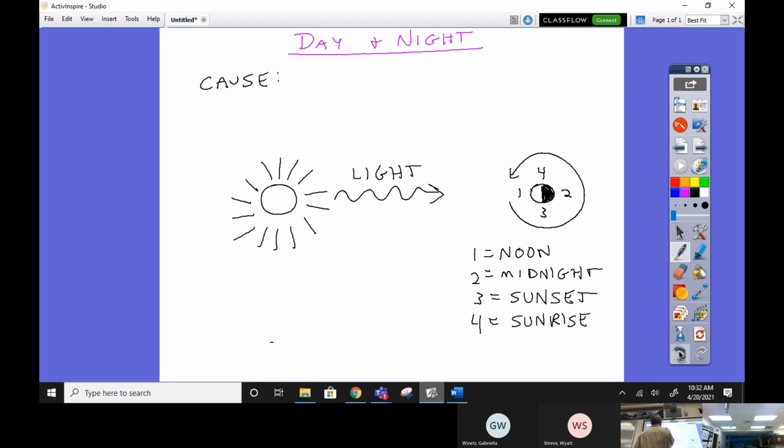So what's the cause of these changes? We already talked about it a moment ago. What causes this? What's the cause of day and night, sunrise and sunset? Now, can we explain that a little more? Can we make a full sentence out of that? What is it that Earth rotation does?